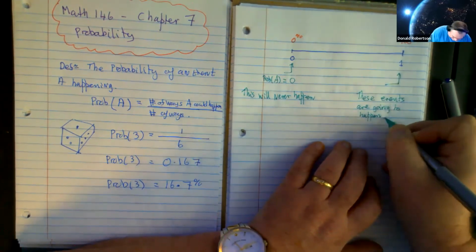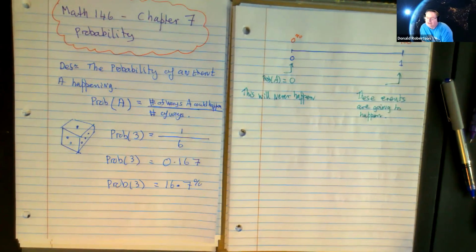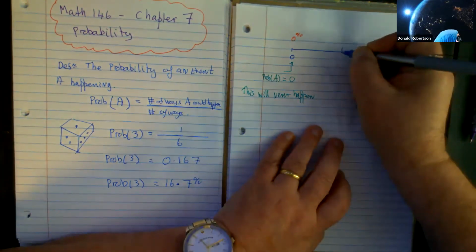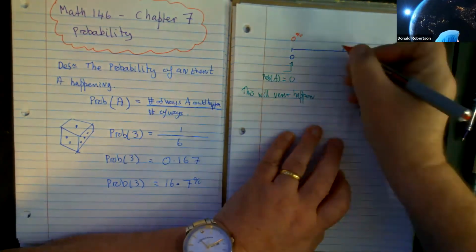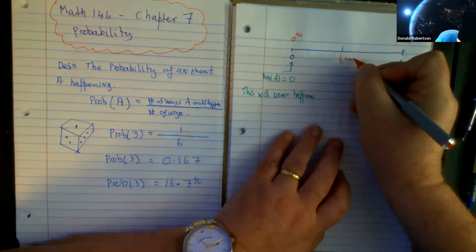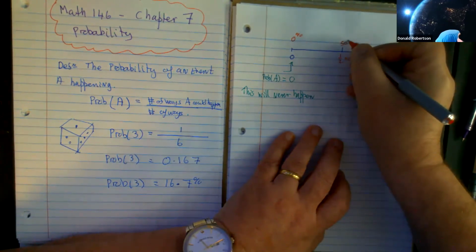So anything that has 100% probability is going to happen. The probability that I throw a coin in the air and it ends up being a head or a tail is 100%, right? It's going to end up one or the other. It's not going to miraculously turn into something else before it hits the ground. That would be 100. Now, right in the middle, we have a probability of a half, or 0.5, I guess, which is 50%.